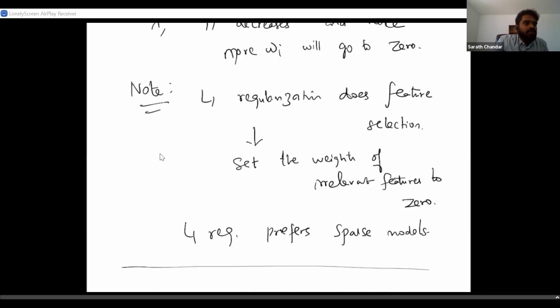Okay, so: L1 produces sparse W matrices, but I don't get why it likes sparse models. Oh, okay. I should say it prefers sparse models just because it produces sparse W matrices. When your W matrix is sparse, one way to look at this is: let's say I have 1,000 features and L1 sets 20% of them to zero. Then I could save a lot of computation because I don't need to use those features. So that's one way to look at sparsity.